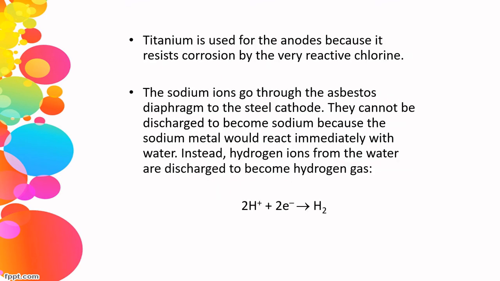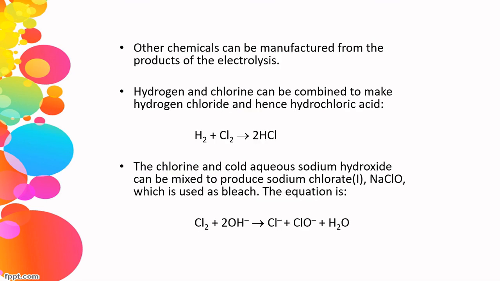In this kind of setting, titanium is usually used as the anode because it resists corrosion by the very reactive chlorine. The sodium ions can go through the asbestos diaphragm to the steel cathode, but they cannot be discharged to become sodium because sodium metal would react immediately with water. So what will happen if sodium metal reacts with water? You can find this information yourself. What happens instead is that the hydrogen ions from the water are discharged to become hydrogen gas.